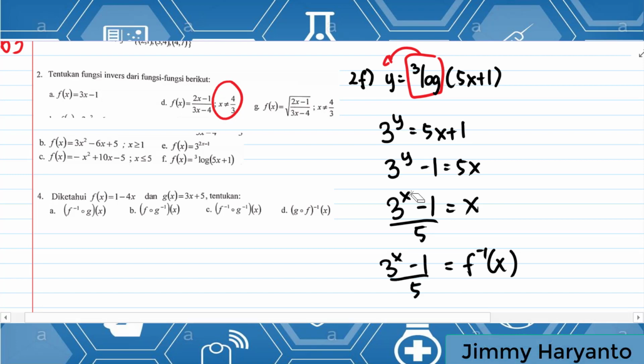Oh no, this one is still 1. After that, we change it to x. There you go. And then after that, 2g.